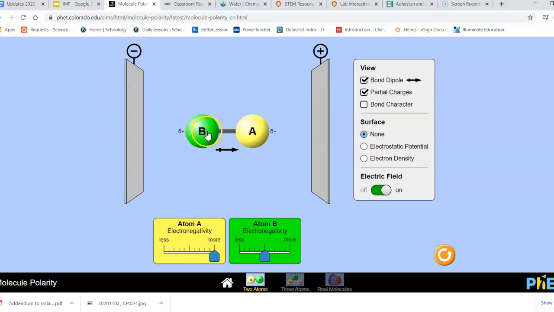The other thing that you should have noticed is that it flipped. That's because the molecule is under an electric field. It is going to align itself so the opposite charges are as close as possible to each other. I can move it around, and it's going to go positive to negative, positive to negative. That's how electric fields work. And by the way, that's going to be important for intermolecular forces because that's how they're going to align themselves.